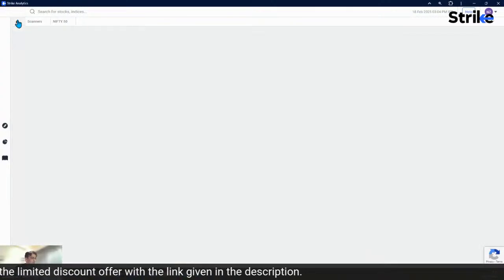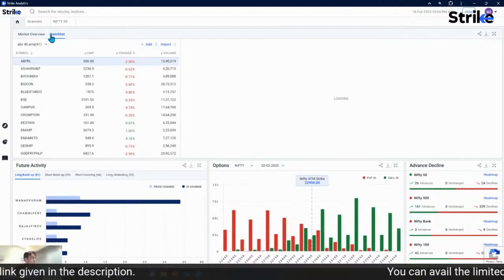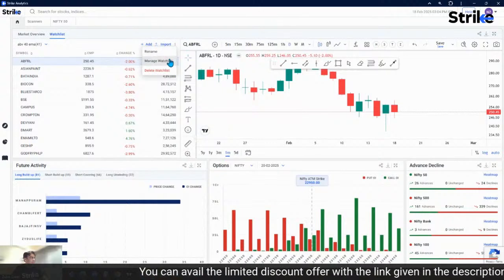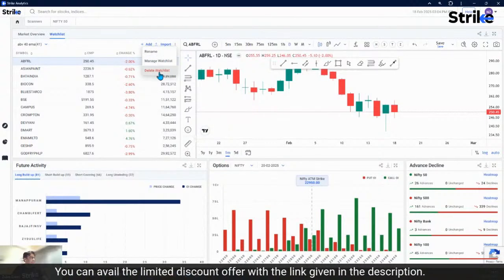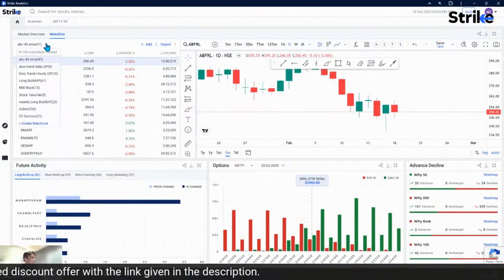So you can come to the home page and click on watch list. You can create a watch list over here. There are three dots. You can click here and say manage watch list, or if you want to delete this, you can delete the watch list.